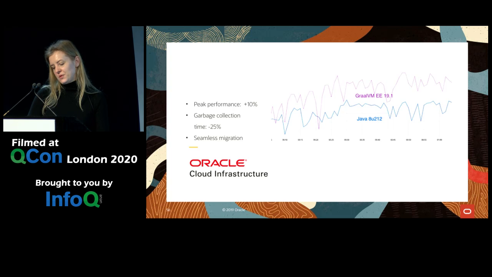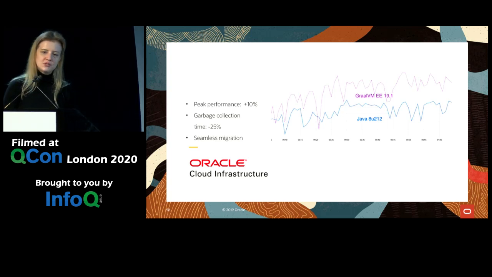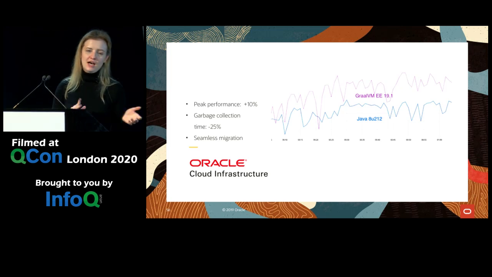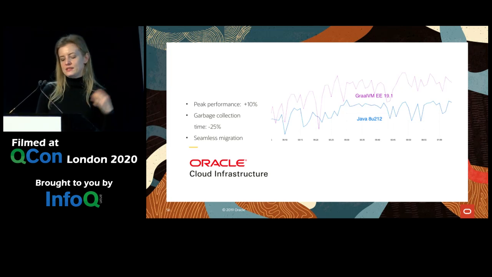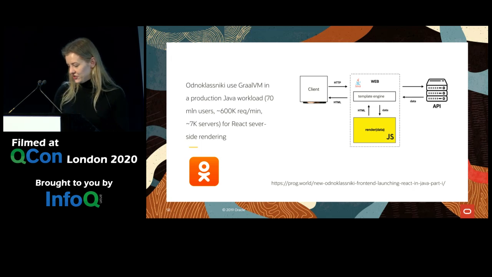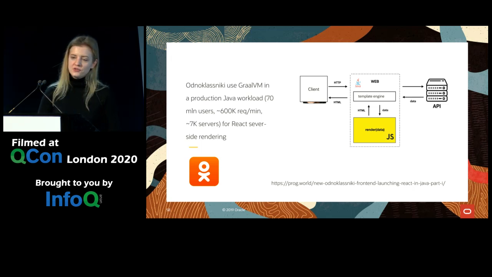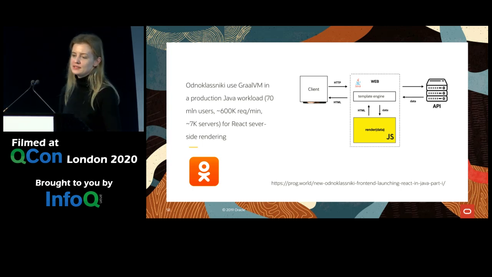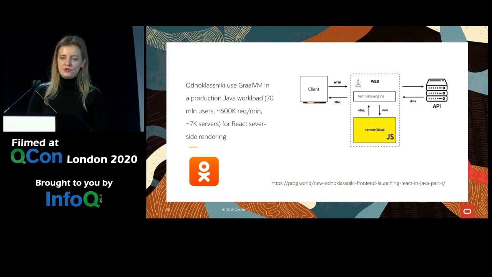And also, we are using GraalVM internally at Oracle. Oracle Cloud Infrastructure migrated some of their services from Java to GraalVM, and they reported improvements in peak performance and garbage collection times. And yeah, I already mentioned the NVIDIA case. One more interesting, and more recent, story: this company, OKRU, is also using GraalVM for this case of server-side rendering of JavaScript.